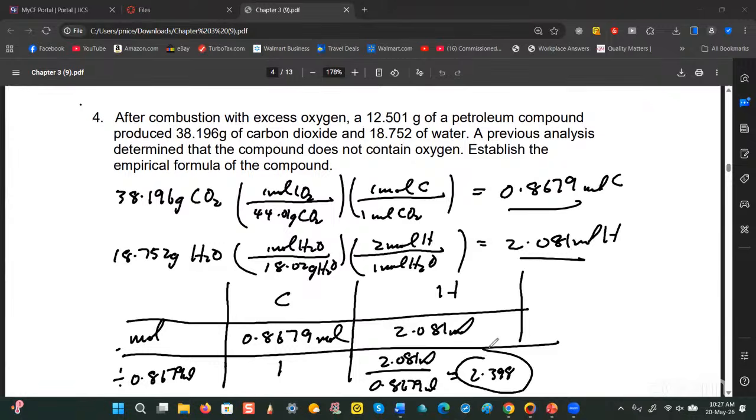All right. So now, obviously, this number here is not close to an integer, right? So we can't just round it off to the nearest integer. So basically, we have to multiply both of these numbers here by a number which will convert this into an integer. And it looks like I have to do some trial and error thing here. So let me see here. 2.398. I'm going to multiply by 4. Let me see what that gives.